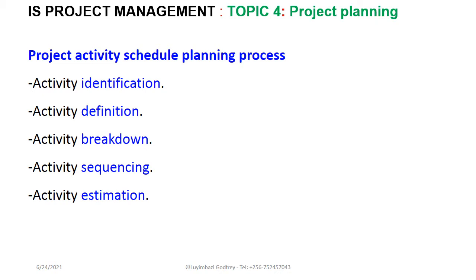And then there are also what we call material resources. These are the consumables and supplies that we have to use to do what we're supposed to do. I want you to kindly read about them and learn to distinguish them. So in summary, the activity schedule planning process involves activity identification, activity definition, activity breakdown, activity sequencing, and activity estimation.